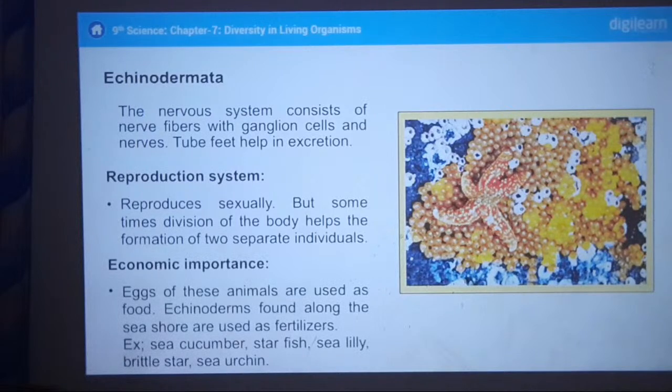The eggs of these may serve as food. Sea cucumber is used by the Chinese for the preparation of soup. These echinoderms are found along seashore and used as fertilizers. Some of the common echinoderms are sea cucumber, starfish, sea lily, brittle star, sea urchin.